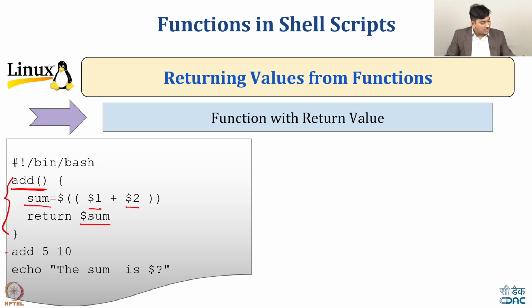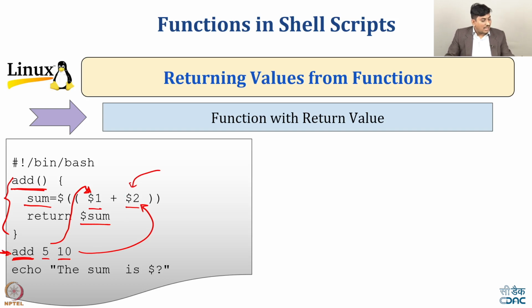Now when I call this function, as we have seen earlier, just call it by its name, then pass these two arguments. These two arguments will be assigned to $1 and $2. As we have seen, there are multiple uses of this function, and here we pass the arguments.